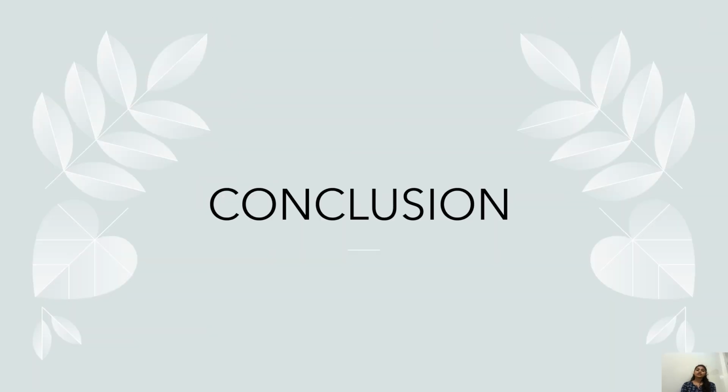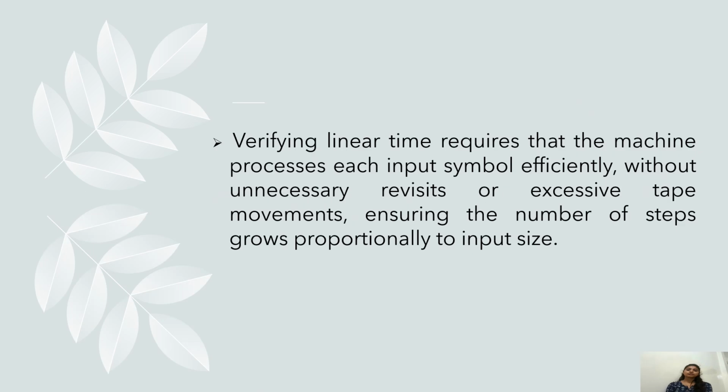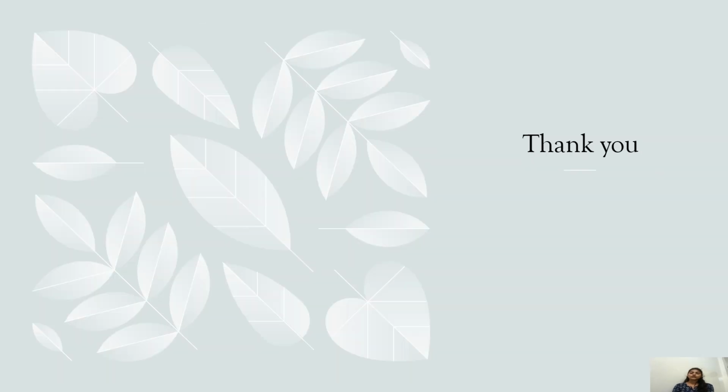The conclusion for the Turing machine is verifying linear time requires that the machine processes each input symbol efficiently without unnecessary revisits or excessive tape movements, ensuring the number of steps grows proportionally to input size.